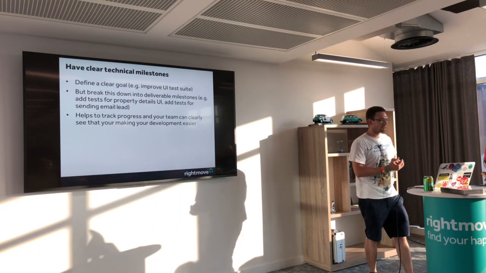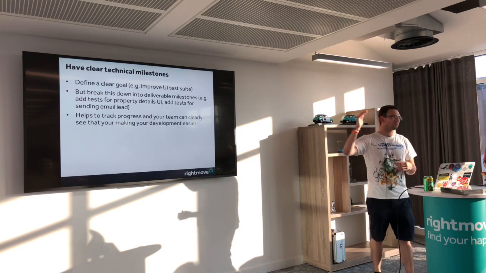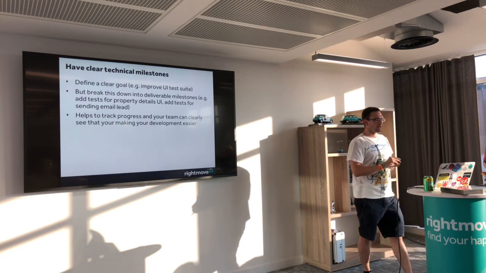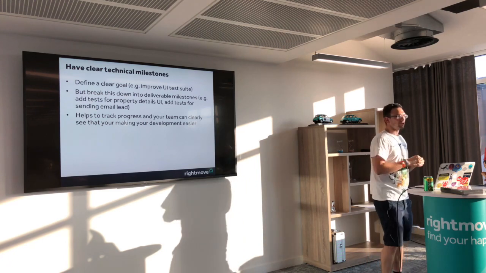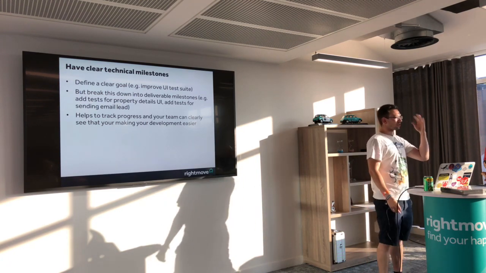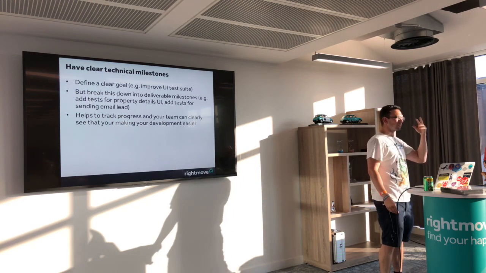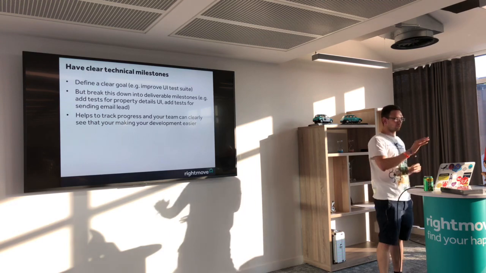I'd recommend having clear technical milestones. So define a clear goal. For us, as I mentioned earlier, it was improving the UI test suite. And what we did with that was we had a list of all the pages in our app. We then had like a traffic light system. So if it was red, no tests, yellow, some tests, green, we're all good.